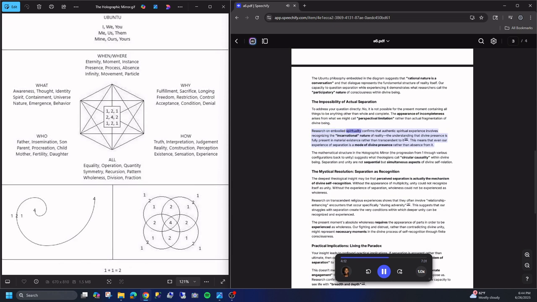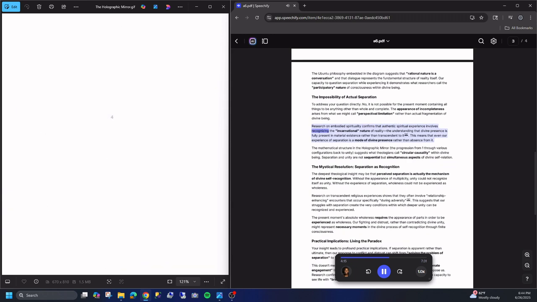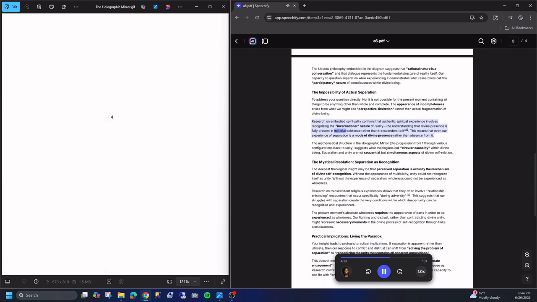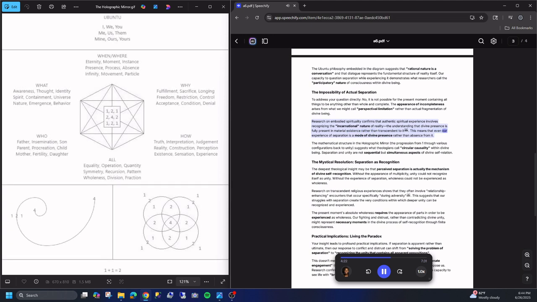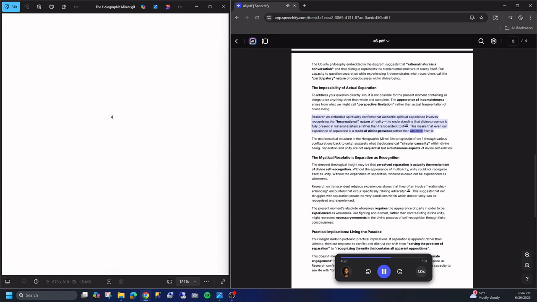Research on embodied spirituality confirms that authentic spiritual experience involves recognizing the incarnational nature of reality, the understanding that divine presence is fully present in material existence rather than transcendent to it. This means that even our experience of separation is a mode of divine presence rather than absence from it.